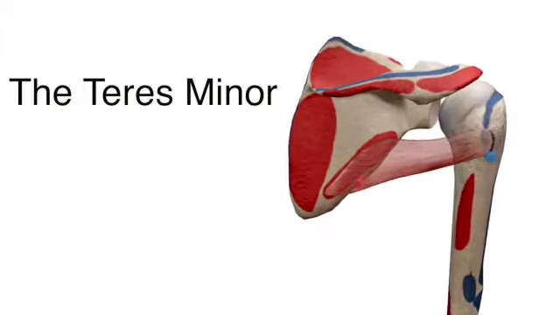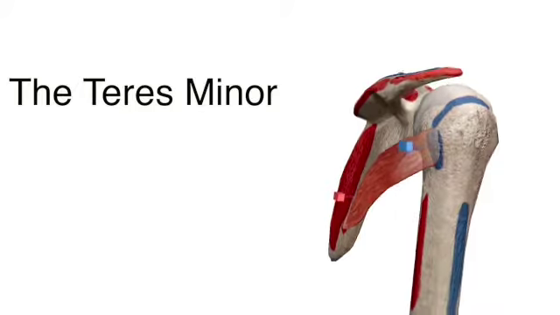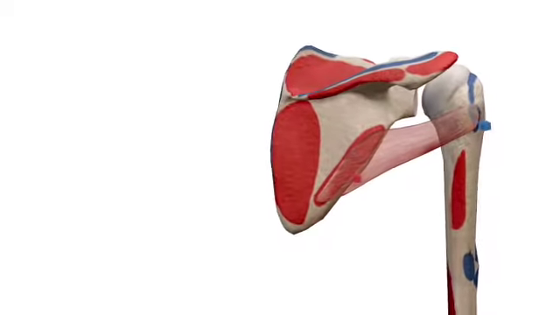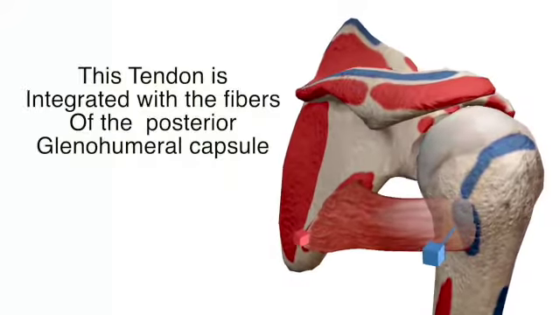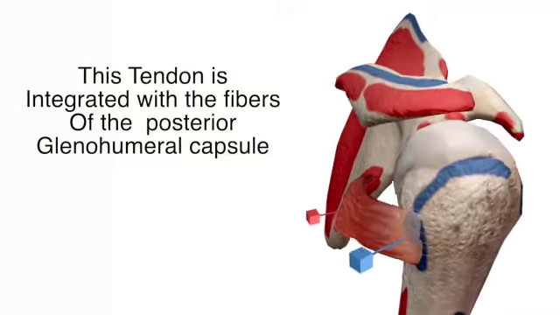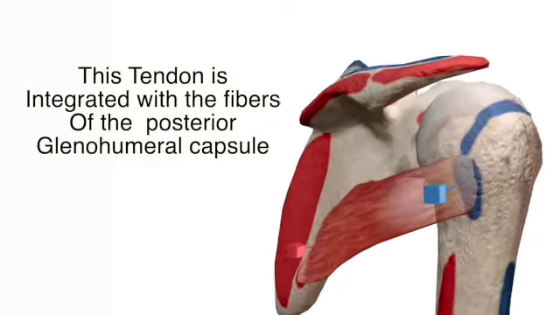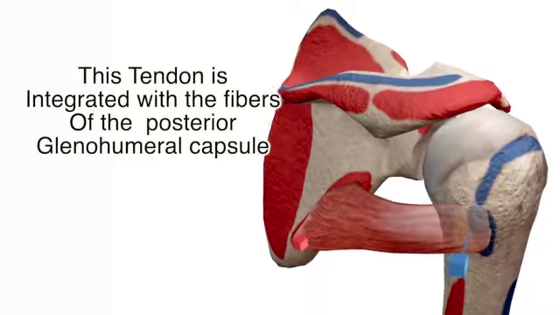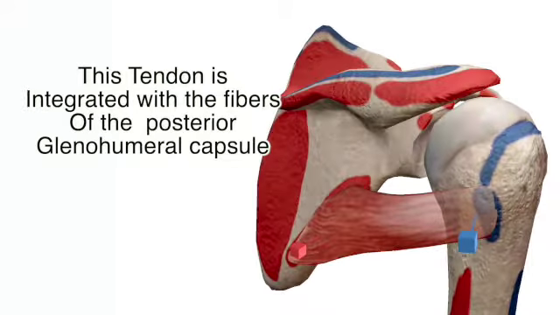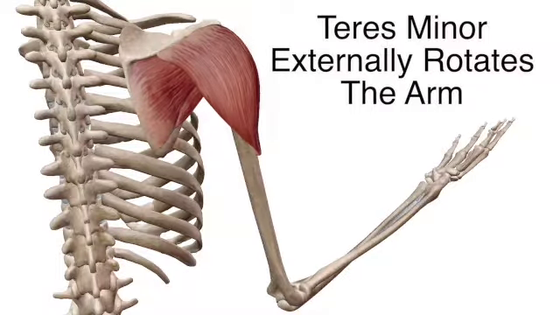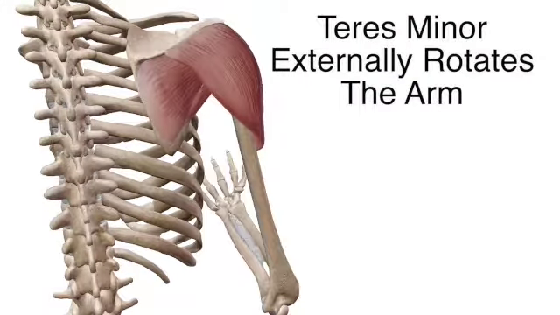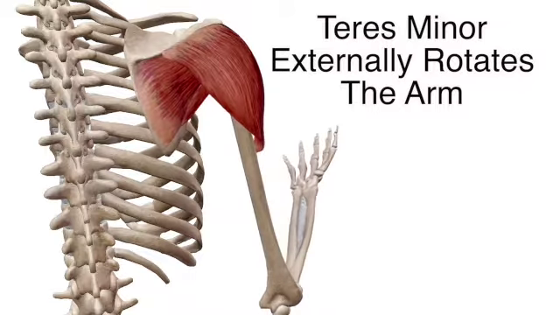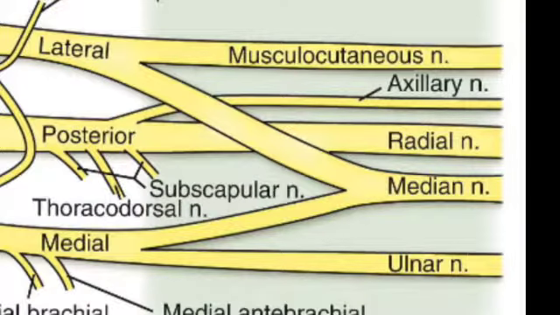The Teres Minor originates from the superior aspect of the lateral edge of the scapula. This tendon is also integrated with the fibers of the posterior glenohumeral capsule. It inserts on the inferior facet of the greater tuberosity. When the Teres Minor contracts, it tightens the posterior aspect of the capsule, externally rotating the arm and avoiding impingement. It also acts as a dynamic stabilizer. The Teres Minor is innervated by the axillary nerve, C5 to C6.